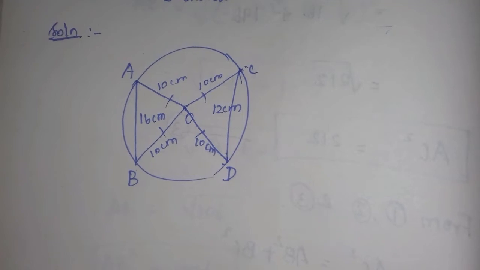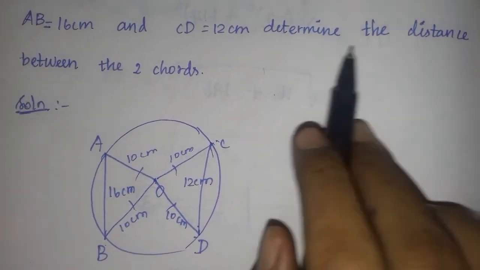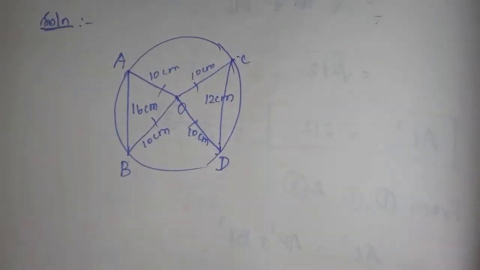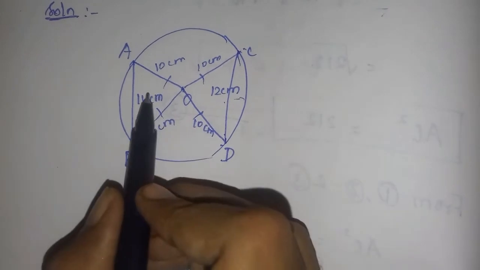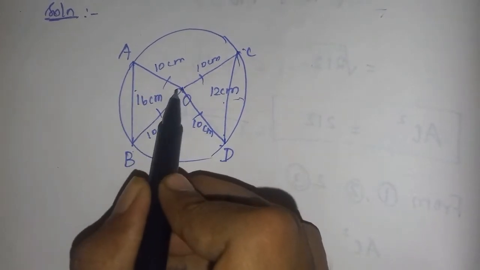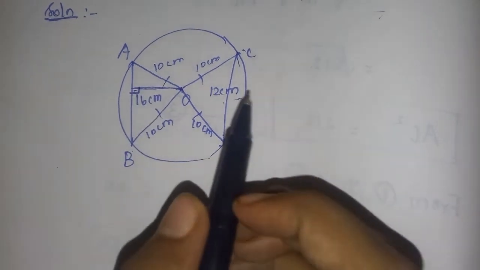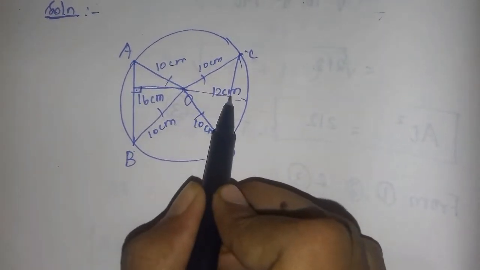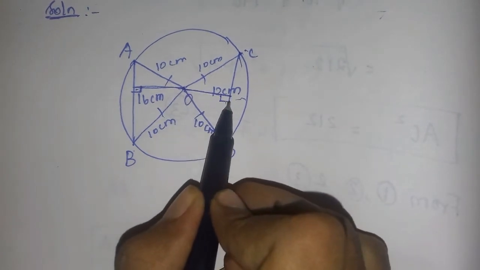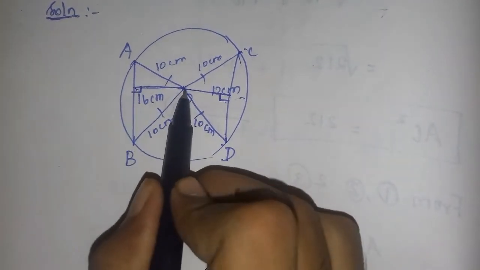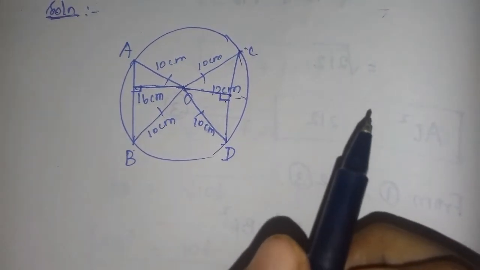Okay. Then what do we have to find? We have to determine the distance between the chords. We have to find the distance between these two chords. That is the question. For that, what can we do? We can draw a perpendicular line like this, and we can draw another one here. This is also a perpendicular line. Then we can find this distance and add both the distances. We will get the answer.